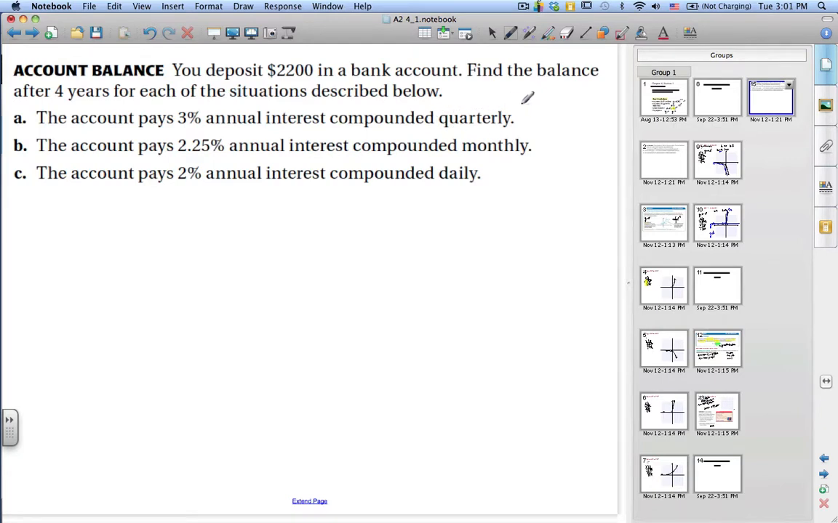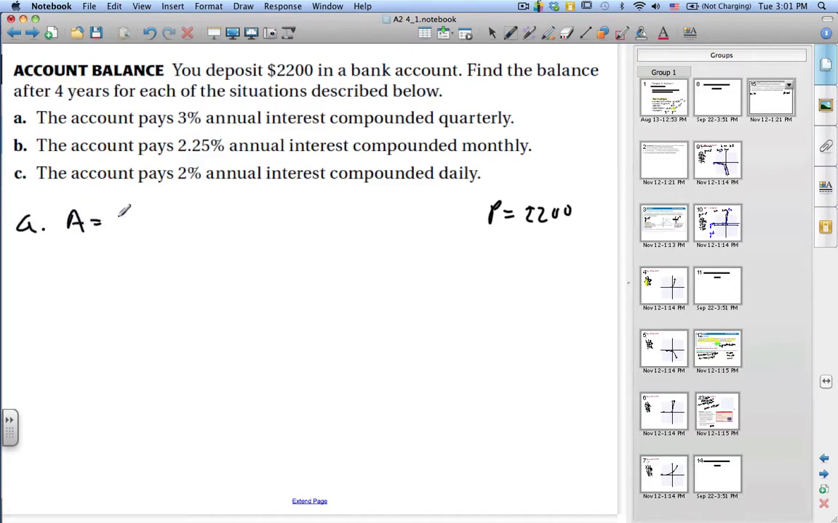So here I have the original problem. I'm going to deposit $2,200 in a bank account. That's my principal. That's not going to change. Find the balance after 4 years for each of the situations described below. So each one of these is a little different.